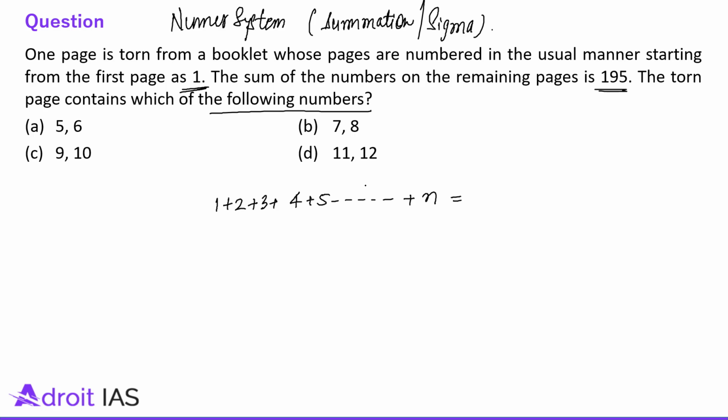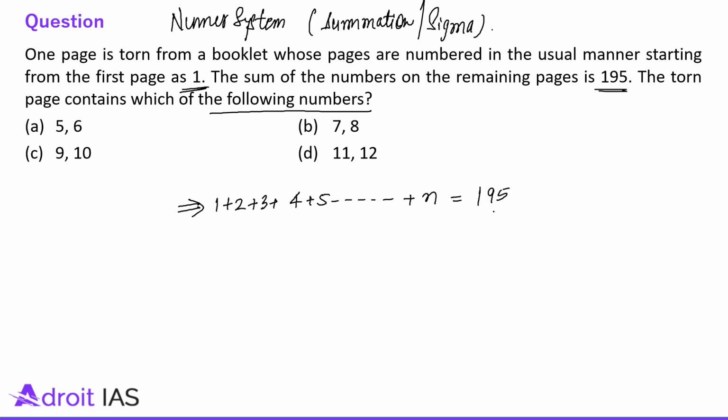And 2 numbers are missing. One page is torn means what? In one sheet, there are 2 numbers. So 2 consecutive numbers are missing, in fact, and the sum is 195. The sum of first n natural numbers with 2 consecutive numbers missing is 195. Find the 2 missing terms. Actually, we need to find like this.